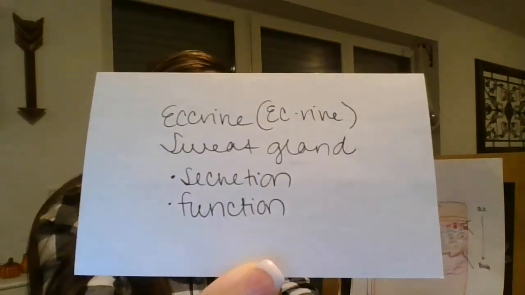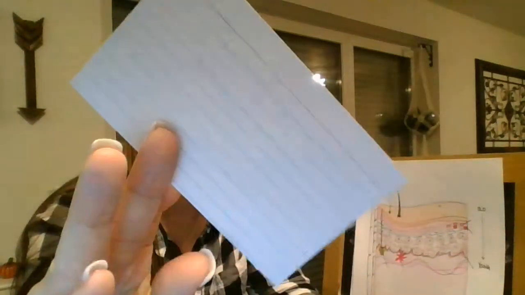So I'm going to discuss the secretion along with the function, no information. The secretion for the eccrine sweat gland is producing water to the skin surface, whether it be your palms or your feet. And the function of this is allowing heat to be evaporated on the skin surface.